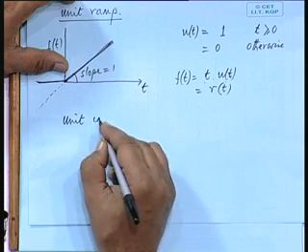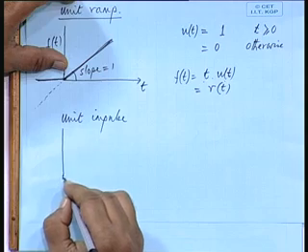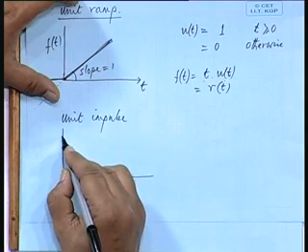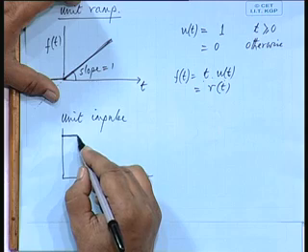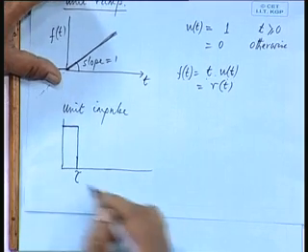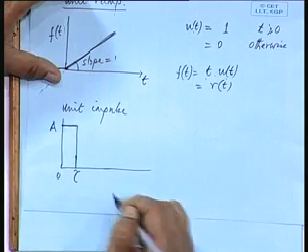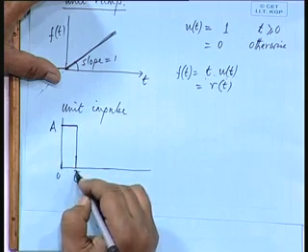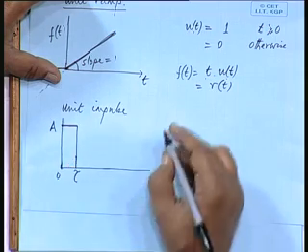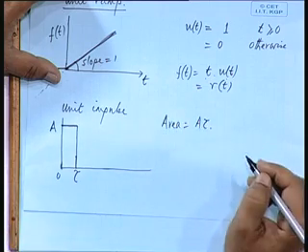Then we define unit impulse. What do you mean by unit impulse? If you have a step function like this applied for some time tau, if the magnitude is A, okay, this is a pulse of width tau. What is the area of the pulse? A into tau, all right.